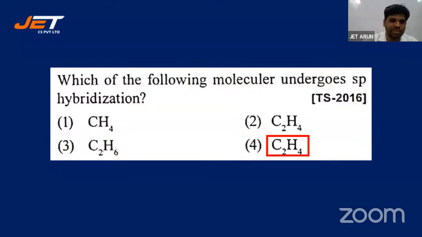Right, let's look at the key. It's 4. Ethyne, sorry. Okay, Gayatri, is it clear? You had a confusion. C2H6 is an alkane. Alkane has got sp3 hybridization.